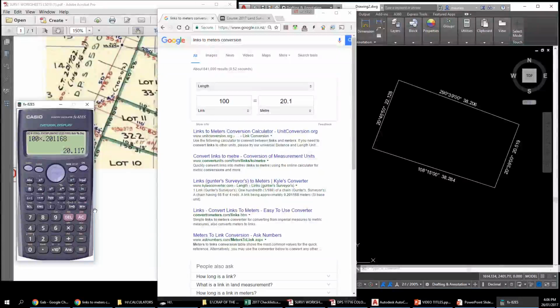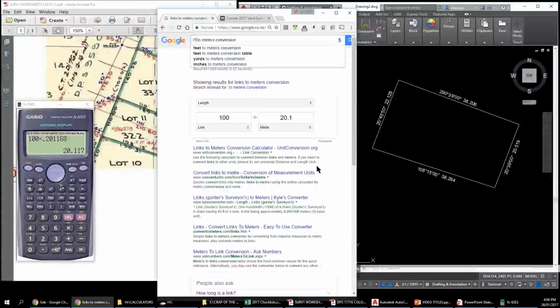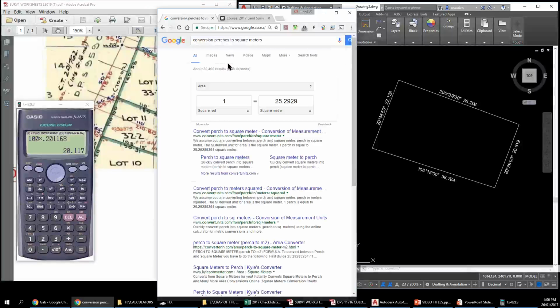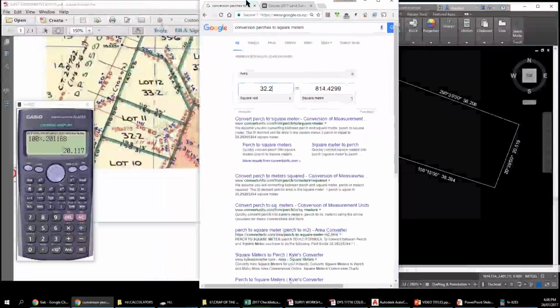20.11. 20.12. That's correct. All right. So that's that done. Now the next thing we want to do is convert purchase to square meters. There we go, and that's it there. And then for that there, lot 11 is 32.2. So that's 118. Let's move that there.